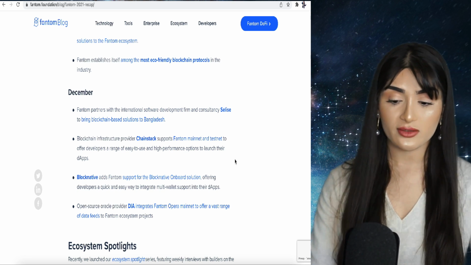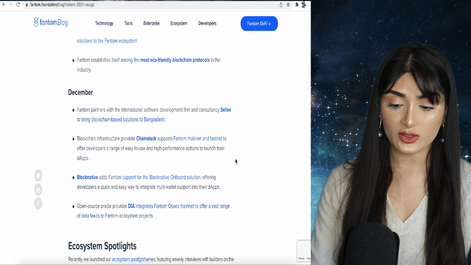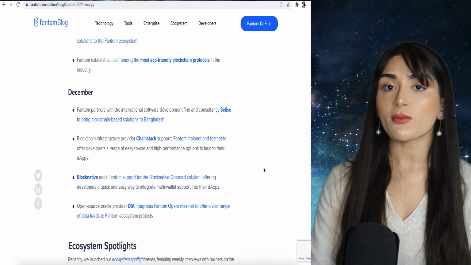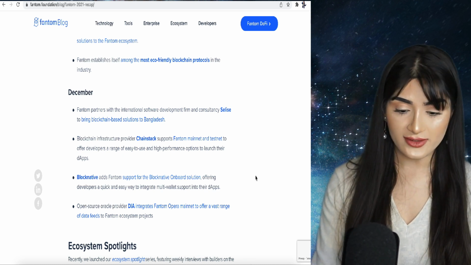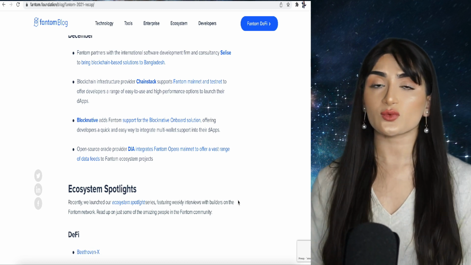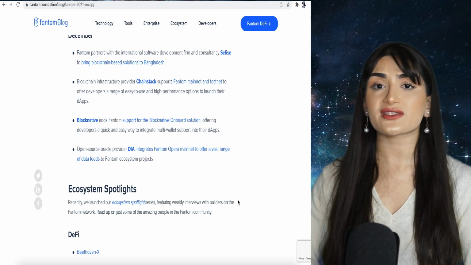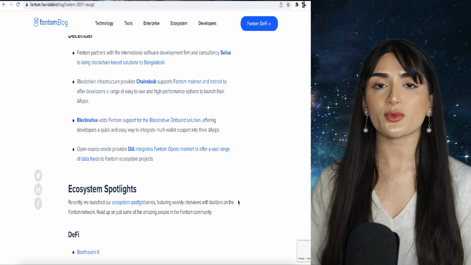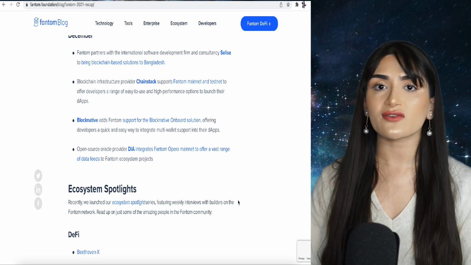Then December, another fantastic month. Chainstack supported the Fantom mainnet and testnet. This is again for developers, easy to use for them to launch their dApps. And then Block Native also added functionality for multi-wallet support that they can integrate into the dApps built on Fantom. And yeah, you guys, it's been a fantastic year in 2021 for Fantom. The community is huge. So many developments with top tier cryptocurrencies. Global enterprises have taken place, and also the statistics show for themselves where we're at.